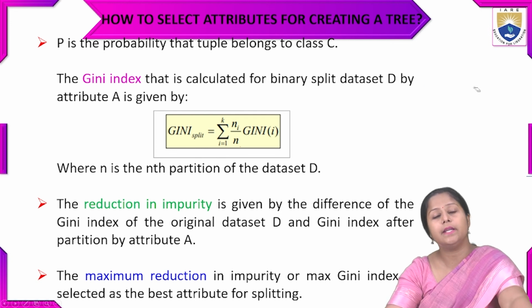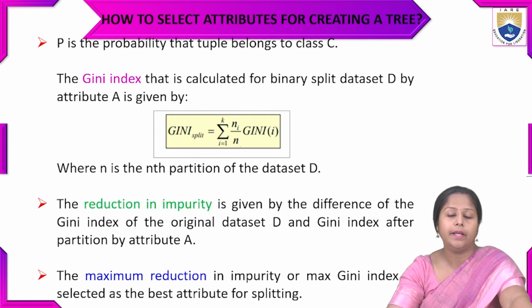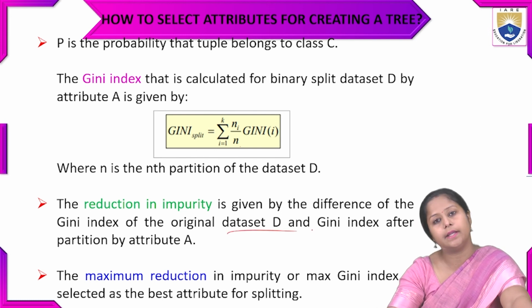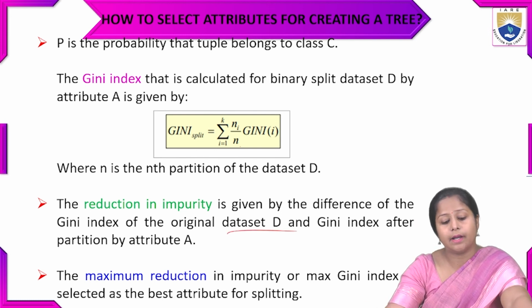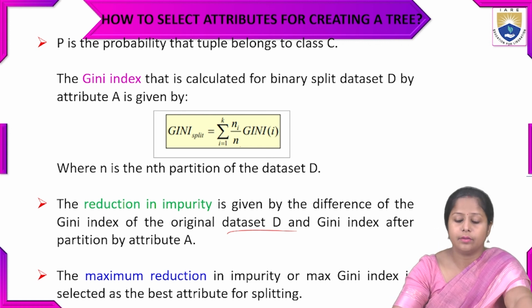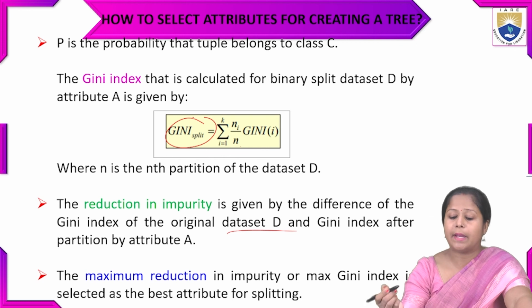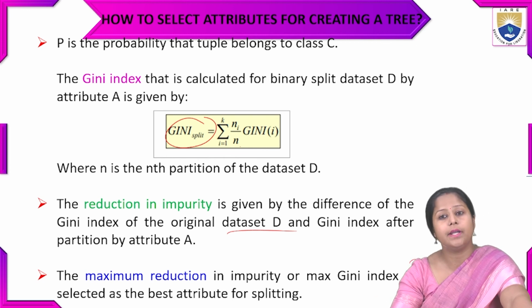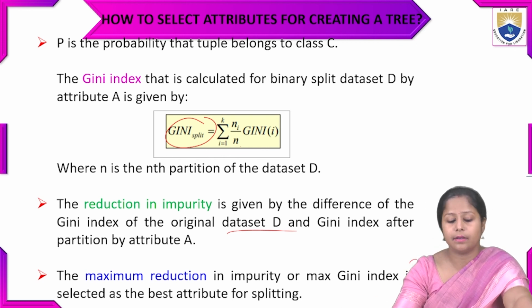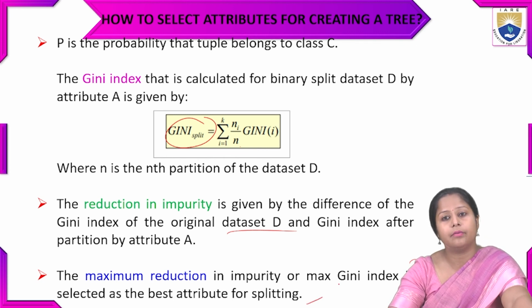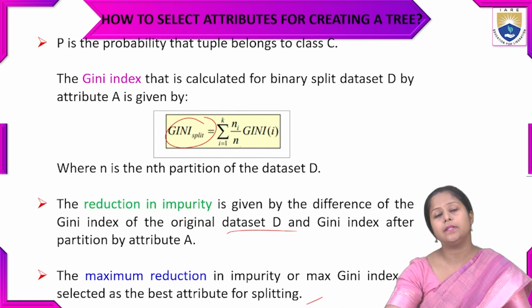The reduction in impurity is given by the difference between the Gini Index of the original dataset D and the Gini Index after splitting the partition by the attribute A. So the Gini split is used for that. The attribute with the maximum reduction in impurity is selected for the splitting. So like this we will use the Gini Index.